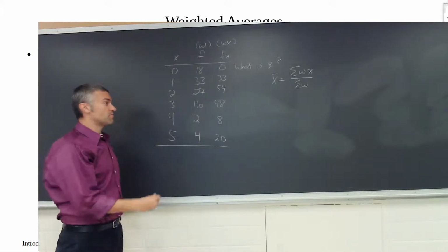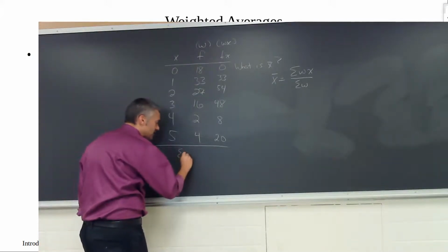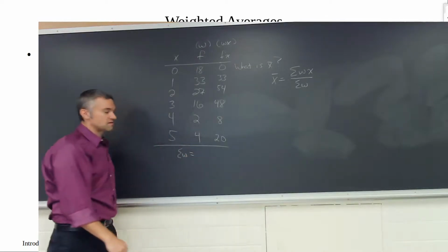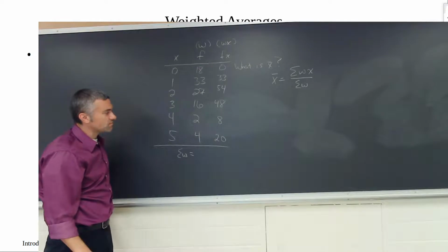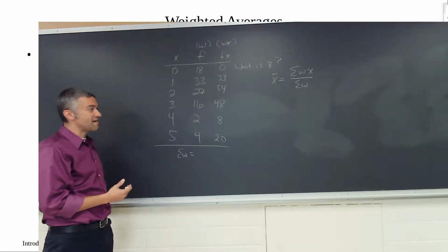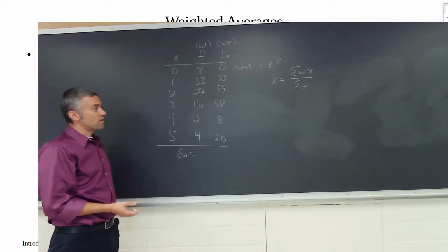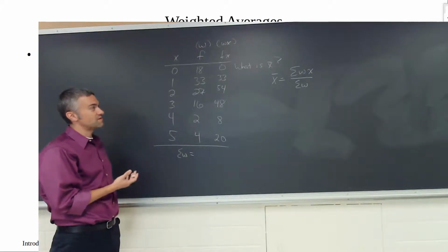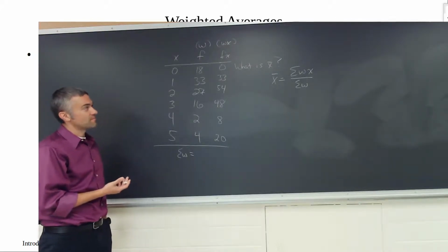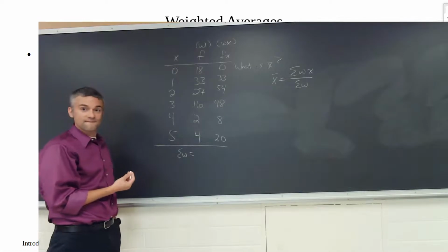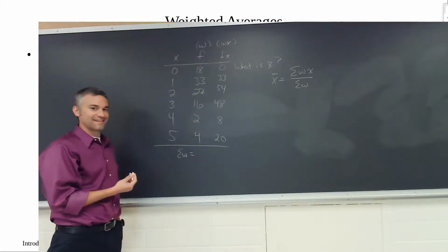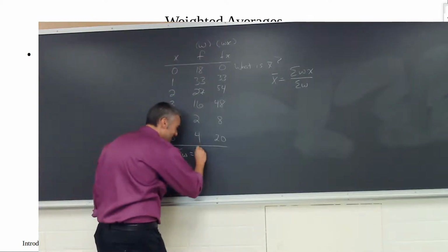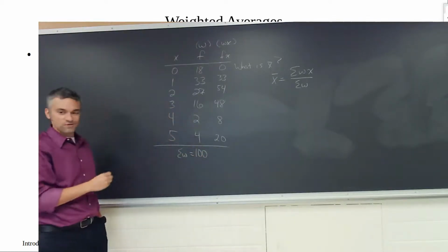All right. Now what do we need to do? Well, we have to calculate the sum of our weights. This number tells us how many data points we actually have in our data set. So what is the sum of this column? How many random data points did we generate? 100. So if we add up all of those numbers, we'll get 100.